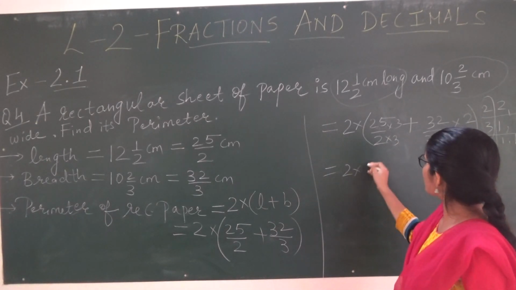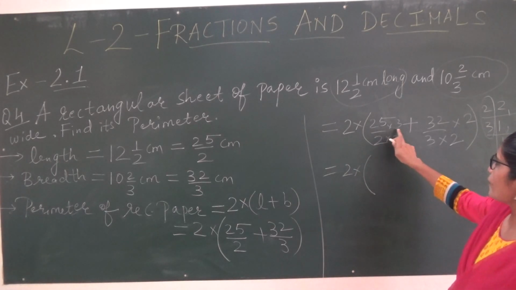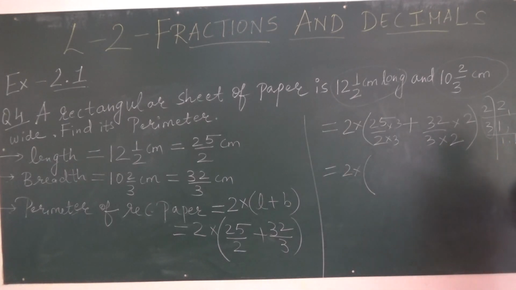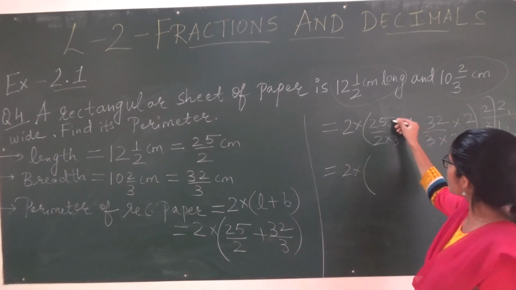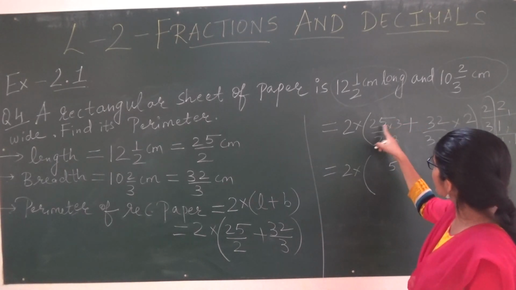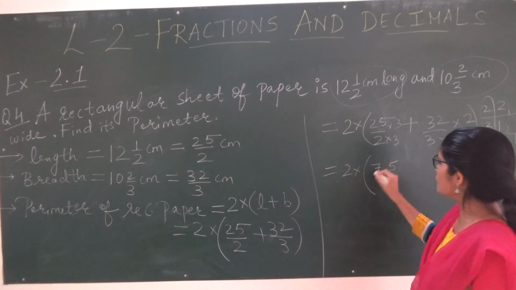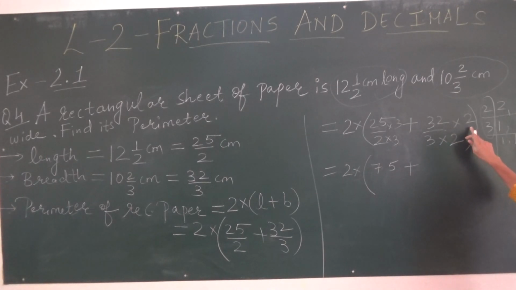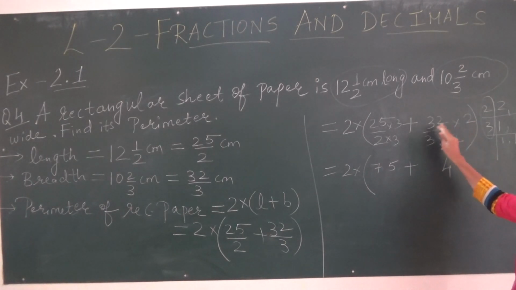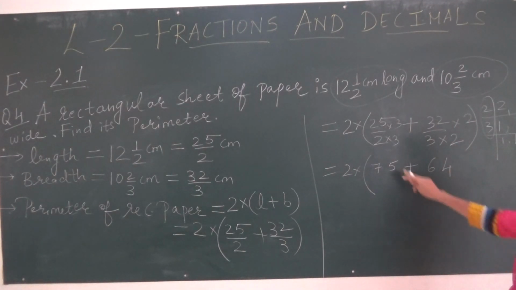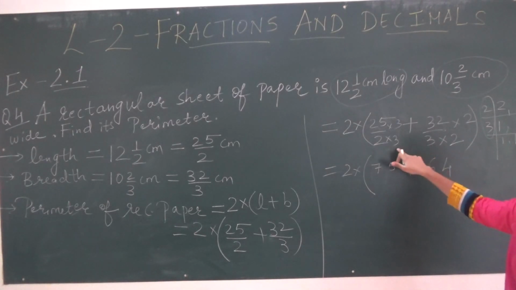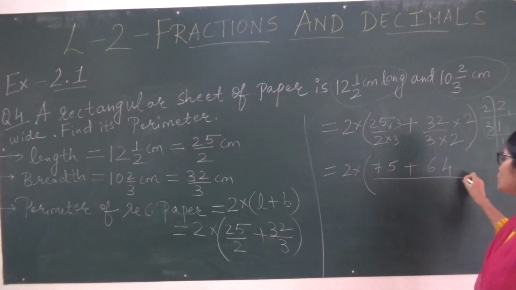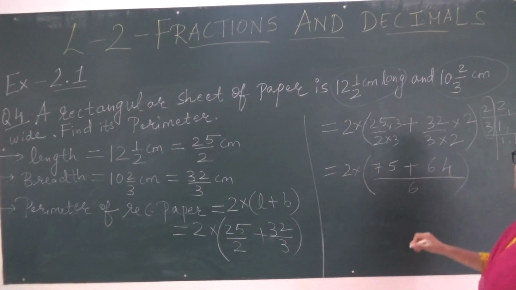Now 2 multiplied by the bracket, 25 threes are what? If you don't know, you can multiply here or you can do it orally also. 3 5s are 15, carry 1, 3 2s are 6 and 1 is 7. So 75, okay, plus 32 2s are, 2 2s are 4 and 2 3s are 6, 64. Here also 6, here also 6. Denominator is same. We have taken out LCM. So directly you can write it whole upon 6.